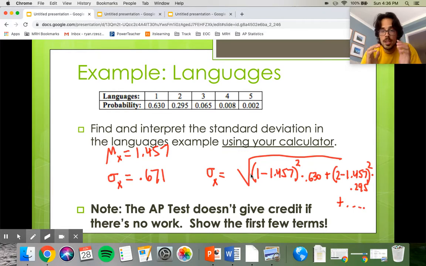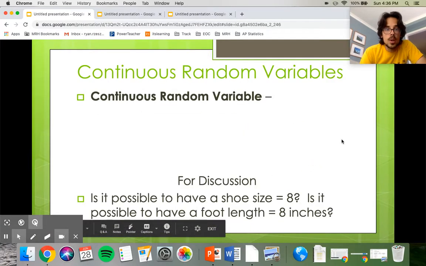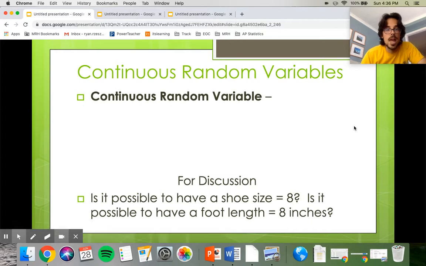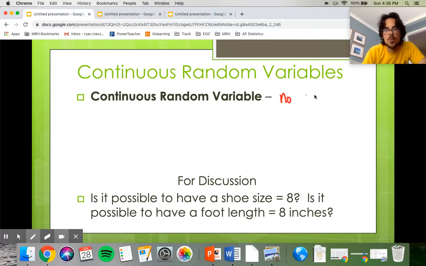Okay, so that is the end of the standard deviation section of today's notes. We are transitioning now to the idea of a continuous random variable as opposed to a discrete random variable. I already made this distinction last video, but a continuous random variable has no gaps between possible values.